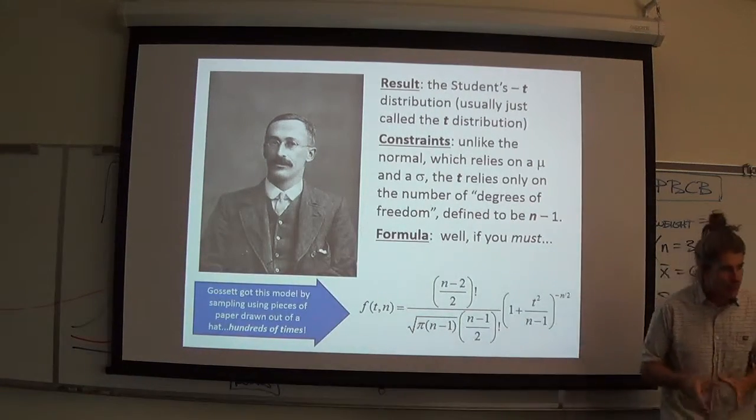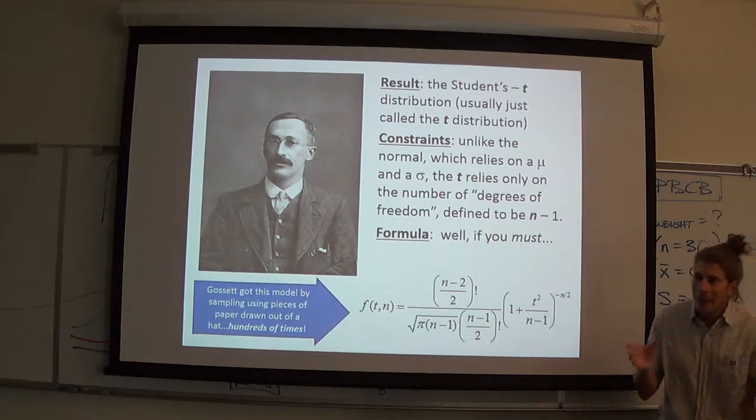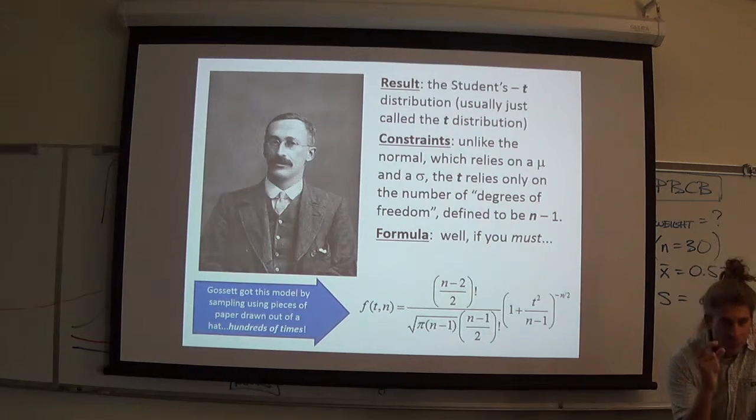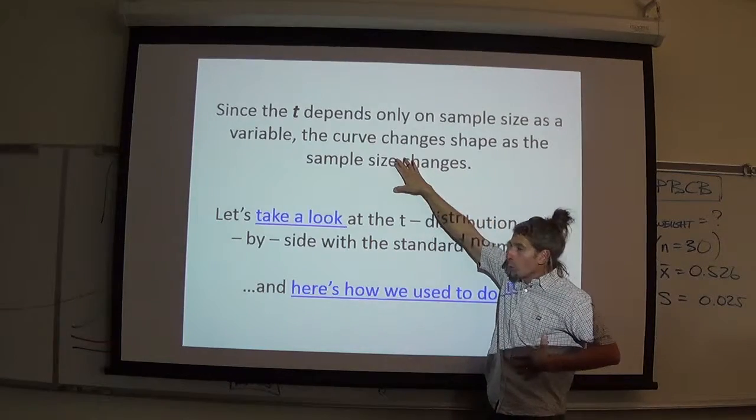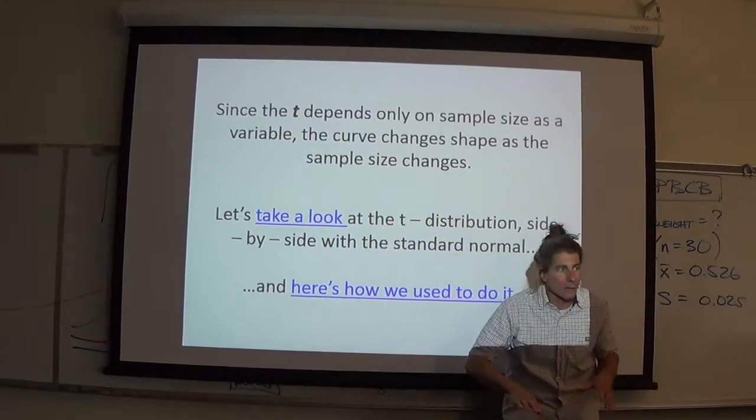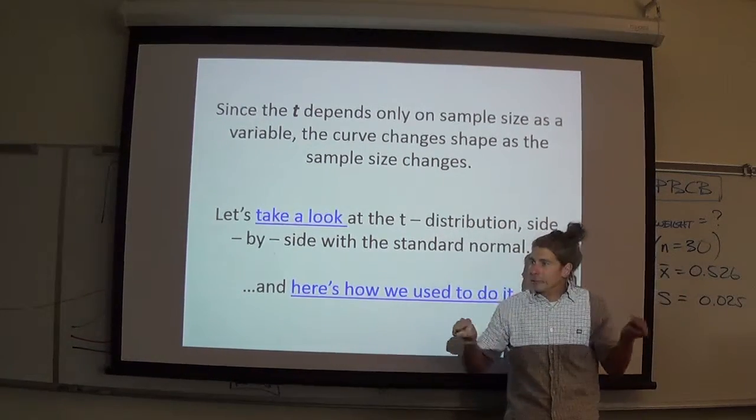So this was his solution. He's like, let's create a new solution that allows for small samples and the increased variability of the small samples. So what I wanted to do now is show you that the curve will not be like the bell curve in that it won't always look exactly the same.